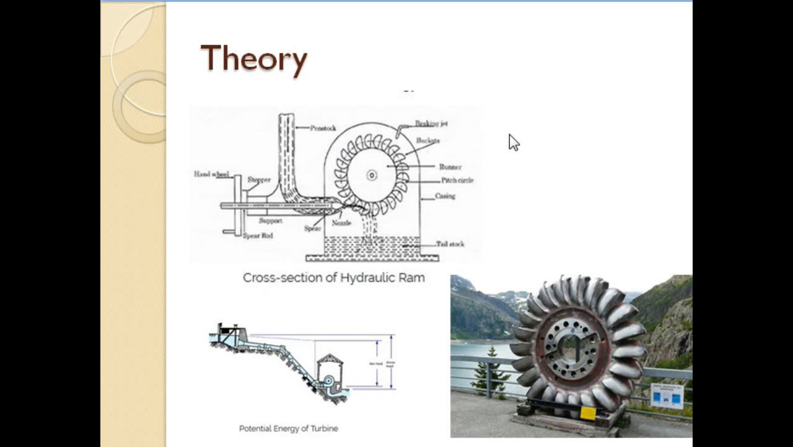Theory. In this slide we can see the parts of a Pelton wheel power generating turbine. We can see a color picture of the Pelton wheel, which is an actual setup used in a big power generating plant, taken from an internet source. And we have a line diagram which represents the water source and the Pelton wheel turbine power plant.